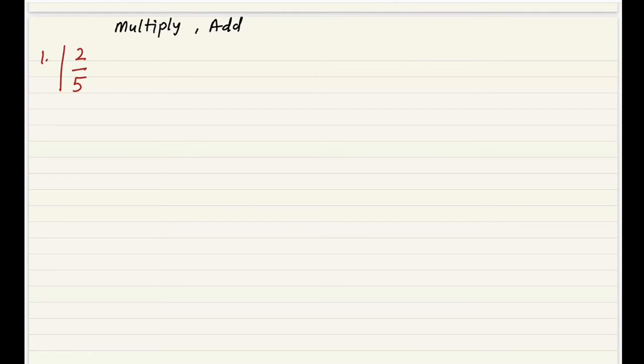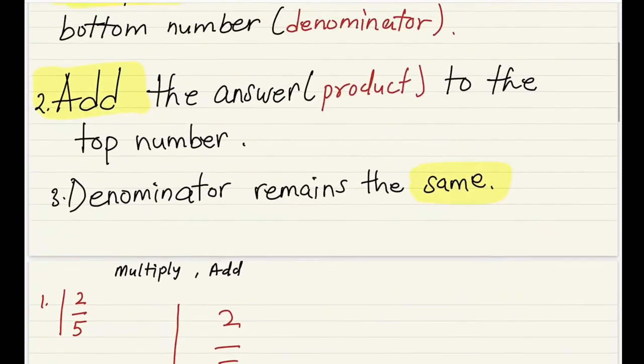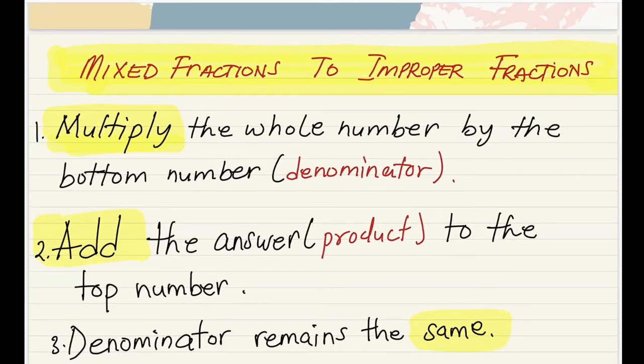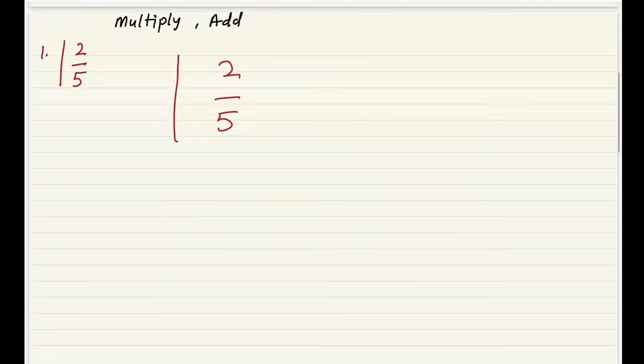It says 1 whole 2 out of 5. So I'll just rewrite the question. So the first thing to do is multiply. We're multiplying the bottom number or denominator. So we're multiplying the bottom number, which is 5, by the whole number, which is 1. It's going to be 5 times 1, which is 5.